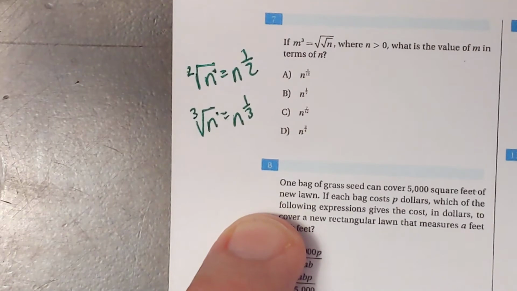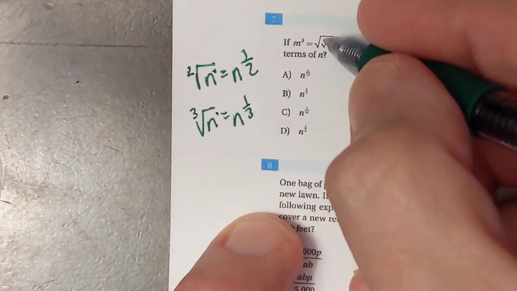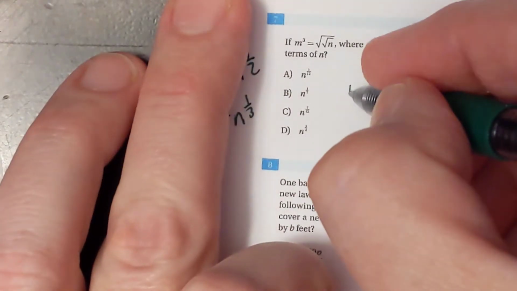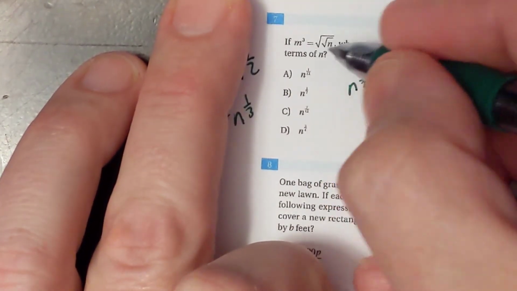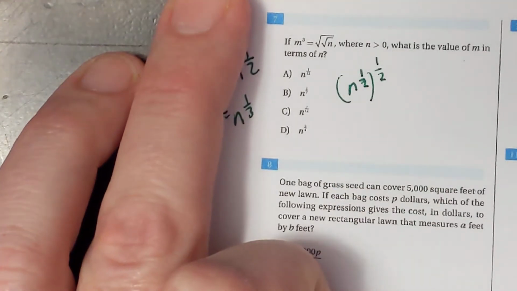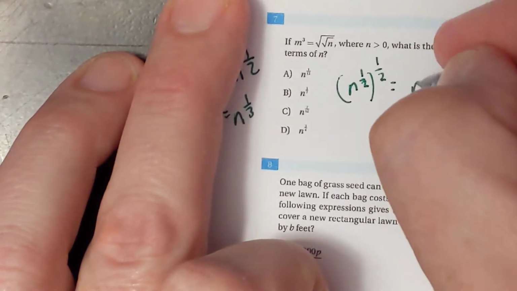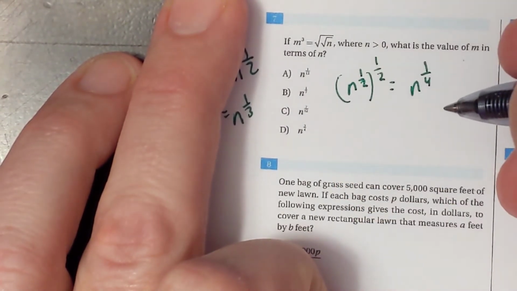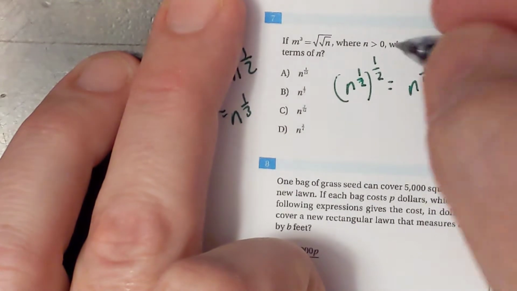It's a fractional exponent. So what this means is that when we look at this expression, the square root of the square root of n, this is n to the 1/2 raised to the 1/2, because it's square rooted again, which means that this is n to the 1/4. 1 times 1 is 1, 2 times 2 is 4. So again, I think we're going to have to review our exponent rules.